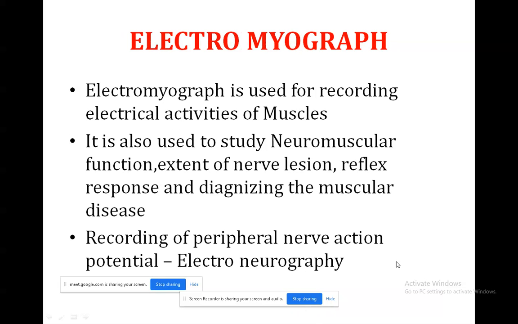Recording of peripheral nerve action potential is electroneurography. Other than the heart system and the brain system, you will have nerves. The biosignal of those nerves will be recorded by the electromyograph. Other than the main parts, nerves will be measured here.